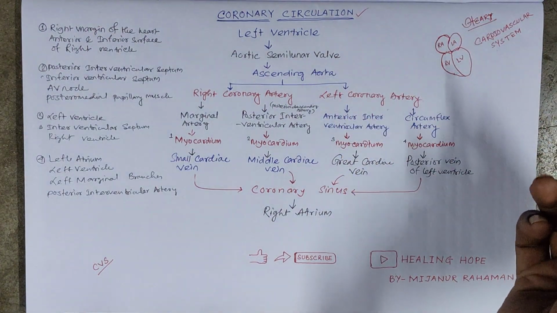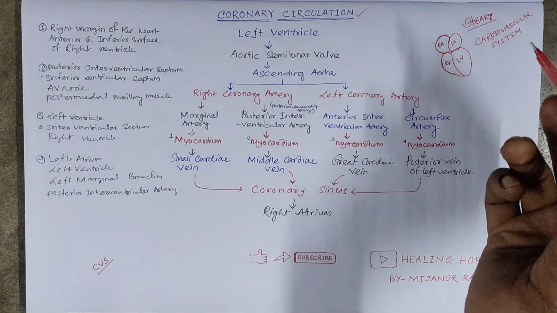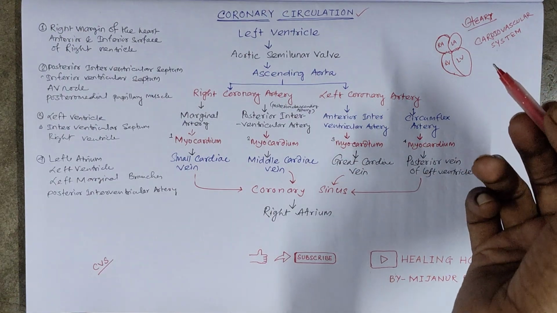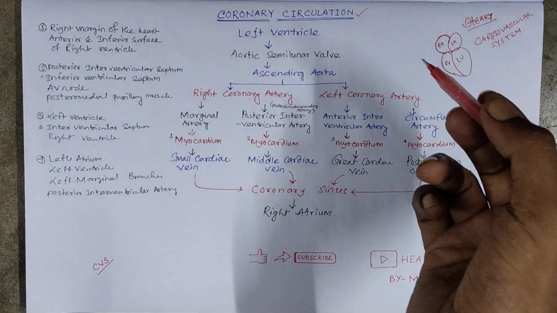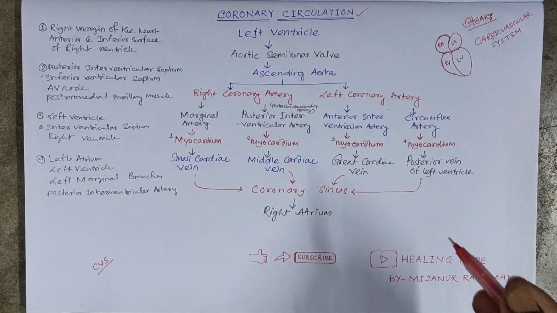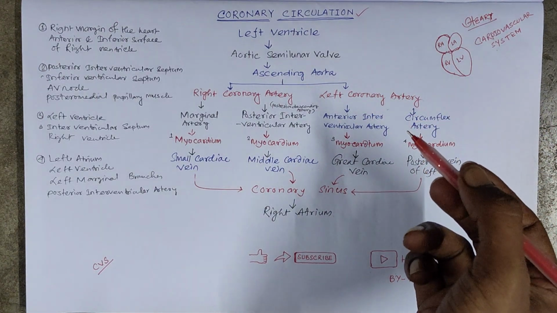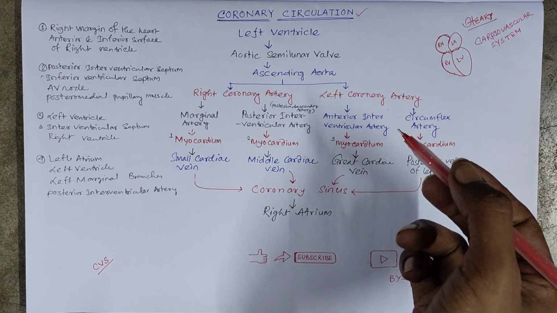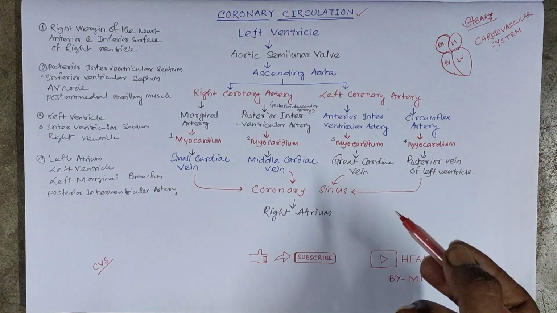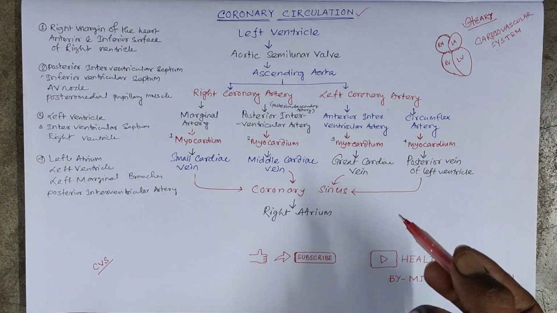Today we will learn how the heart circulation, or coronary circulation, or the blood circulation in the heart occurs. As all of us know, the heart is the main pumping station, and for the beats of the heart, for the pumping of the heart, it also needs oxygen. So that's why coronary circulation is so important.